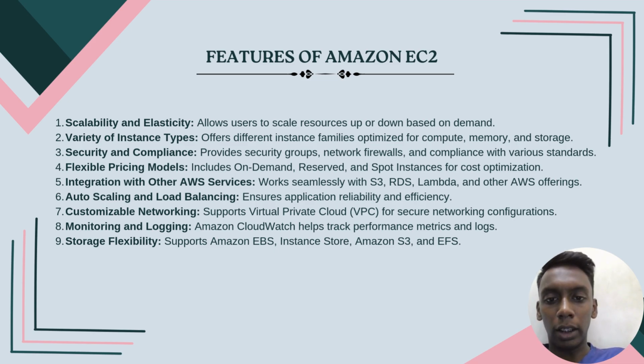Fifthly is integration with other AWS services. Works seamlessly with S3, RDS, Lambda, and other AWS offerings. Sixthly is auto scaling and load balancing. Here we can see that it ensures application reliability and efficiency. Seventhly is customizable networking. Here it supports virtual private cloud, which is VPC, for secure networking configurations. Eighthly, it is monitoring and logging. Here what we can understand is that Amazon CloudWatch helps track performance metrics and logs. And finally, storage flexibility. Here what we could understand is that this supports Amazon EBS, Instance Store, Amazon S3, and EFS.